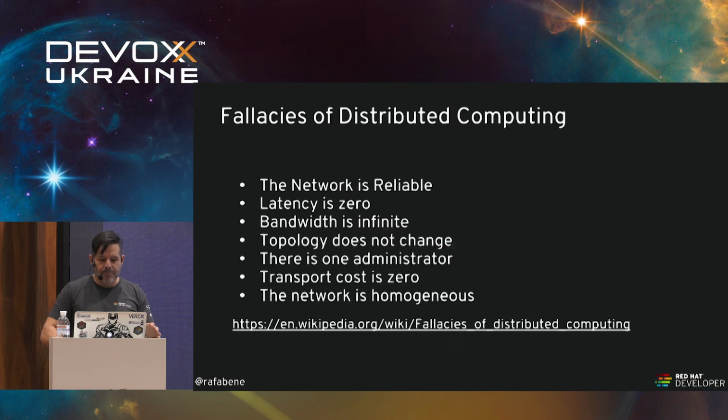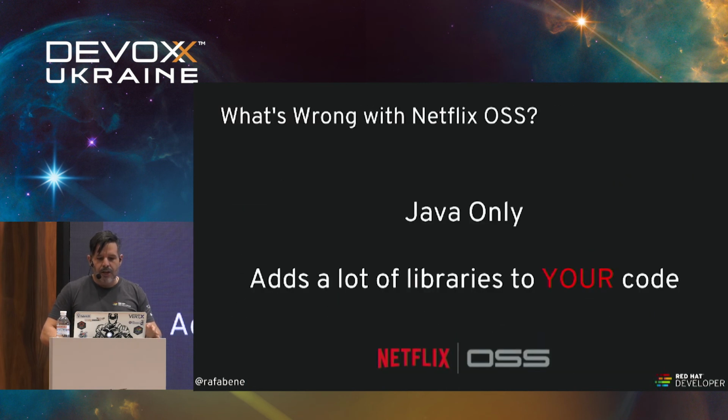So probably you use everything related to Netflix OSS. But what's wrong with Netflix OSS? It's Java only. And when we are talking about microservices, we are talking about a polyglot environment. I can and I should be able to use different technologies. That's the purpose of microservices.